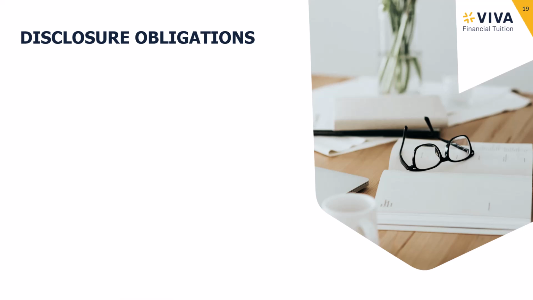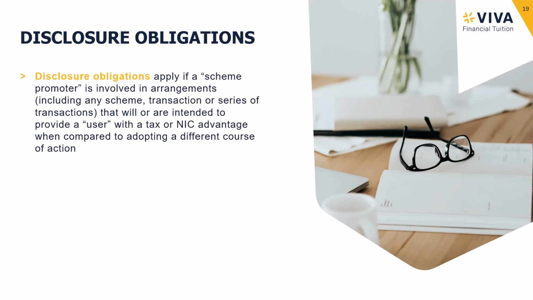Now we're going to look at disclosure obligations for schemes that are designed to give taxpayers a tax advantage. Disclosure obligations apply to a scheme promoter if they are involved in arrangements that are intended to provide a user, in other words the taxpayer, with a tax or national insurance advantage, and that advantage is when compared to adopting a different course of action. Arrangements is defined quite widely. This will include any scheme or transaction or series of transactions. The key thing is where that is designed or intended to give our taxpayer a tax or national insurance advantage.